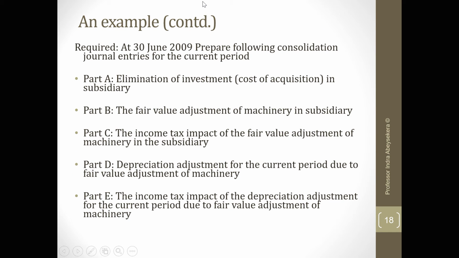So we are required to eliminate the investment in Part A, and Part B to conduct fair value adjustment on the machinery in the subsidiary as a consolidation entry. Part C is income tax impact on the fair value adjustment. Part D is depreciation adjustment for the current period due to fair value adjustment. And then Part E is income tax impact on the depreciation adjustment for the current period due to fair value adjustment.